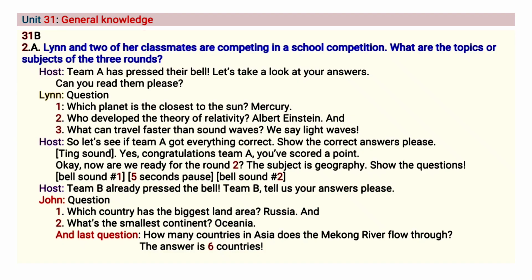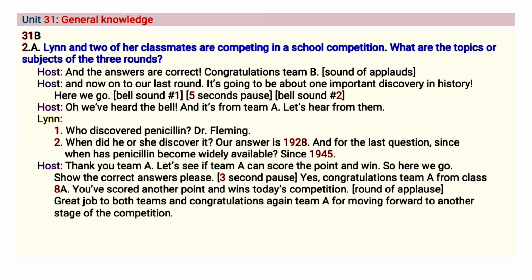Question 1. Which country has the biggest land area? We said Russia. And 2. What's the smallest continent? Oceania. And last question. How many countries in Asia does the Mekong River flow through? The answer is 6 countries. And the answers are correct! Congratulations, Team B!